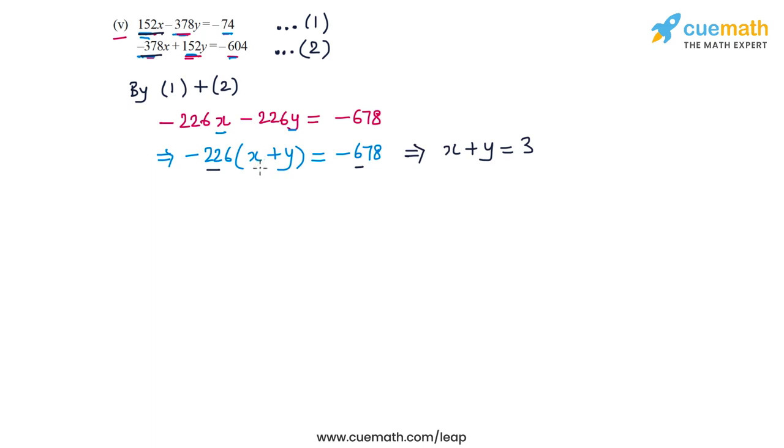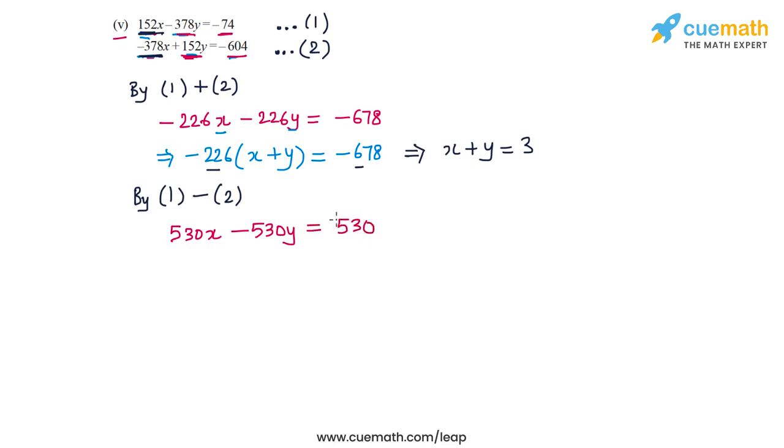So this gives me a very simple equation in x and y, but we are not done yet. We have only one equation in x and y. But now the second thing I'm going to do is I'm going to subtract the two equations. So I'm going to do 1 minus 2. So what will this give me? In x, it will give me 152x minus minus 378x, or 152x plus 378x. So that is equal to 530x. And then in the y terms, I have minus 378y minus 152y. So that's minus 530y. And then on the RHS, I have minus 74 plus 604, and that is equal to 530.